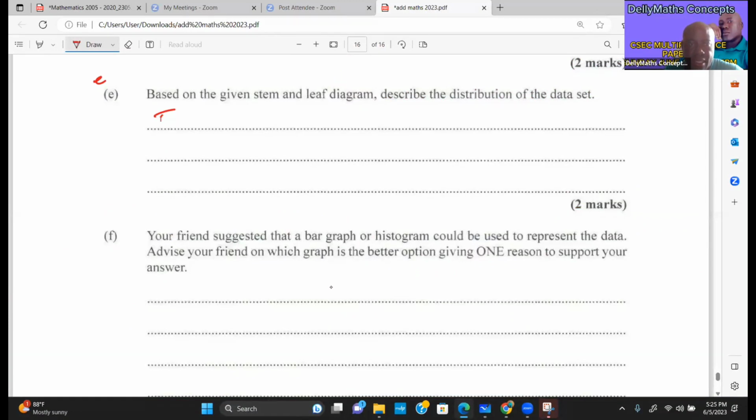So go back. We're talking about positively skewed data. So we could say this data is positively skewed.